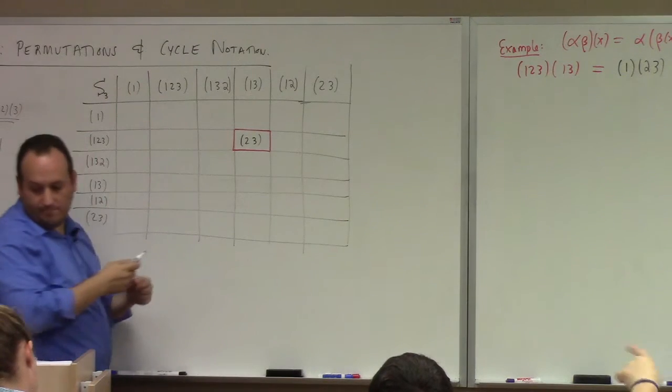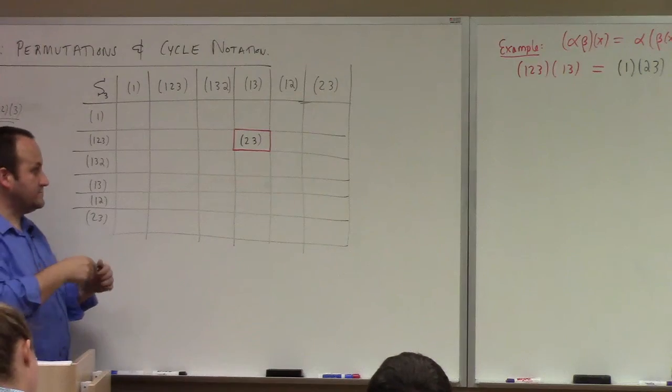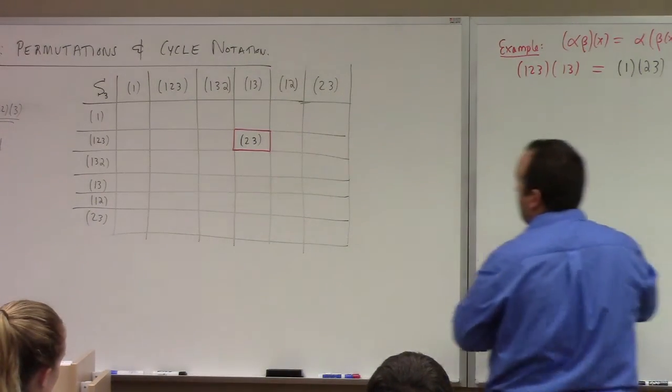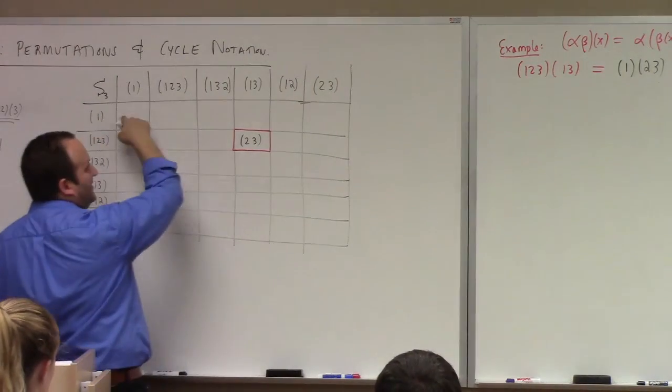Yep. So if a number doesn't appear in this cycle notation, we just assume that it maps to itself. That's the convention. That's what the notation means. Let's work out this second row here. You guys already know what goes there.